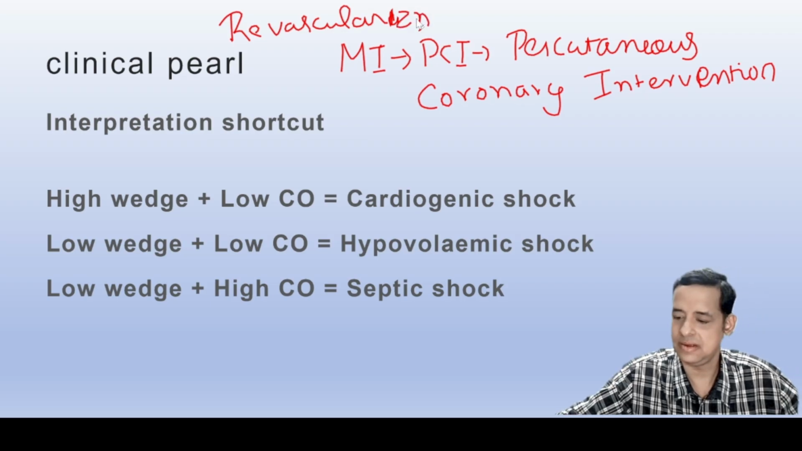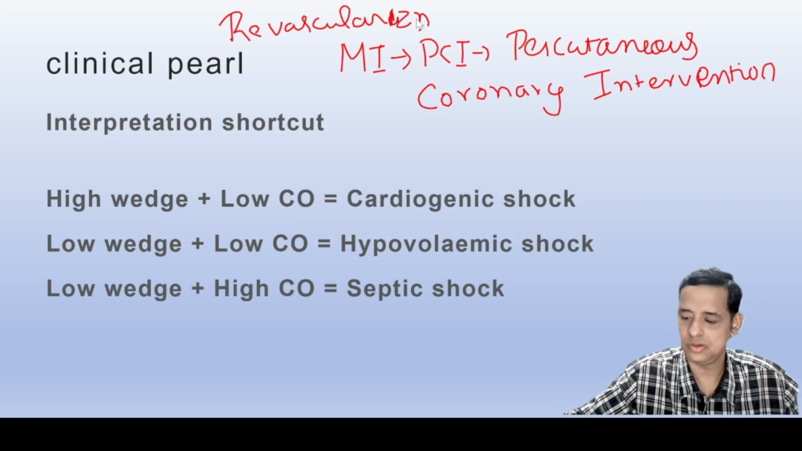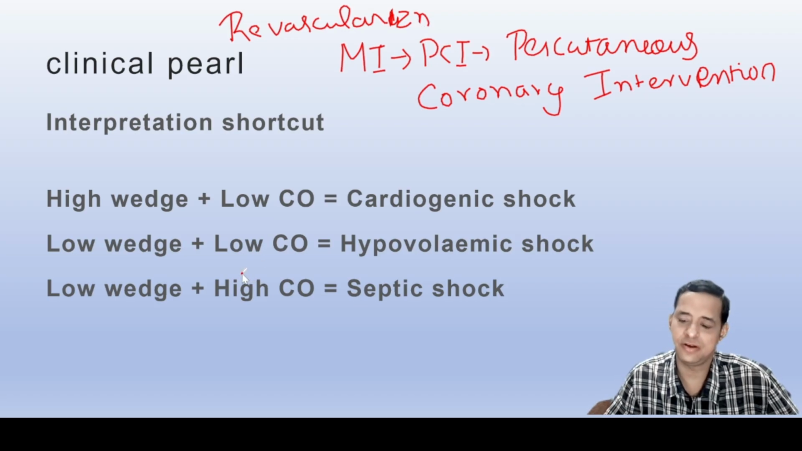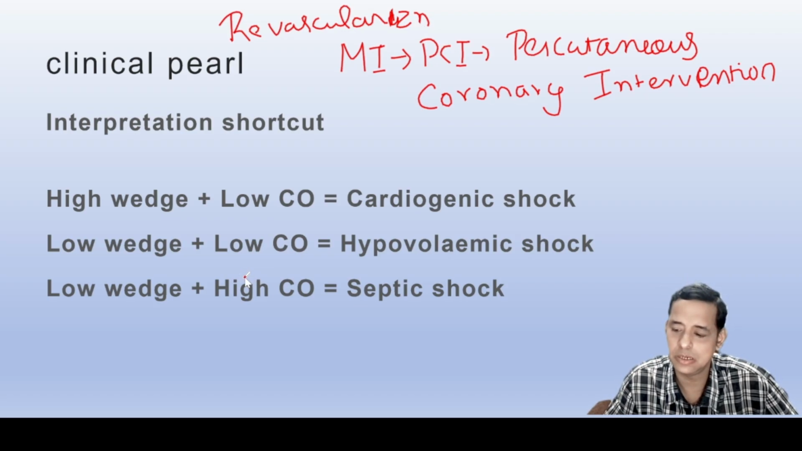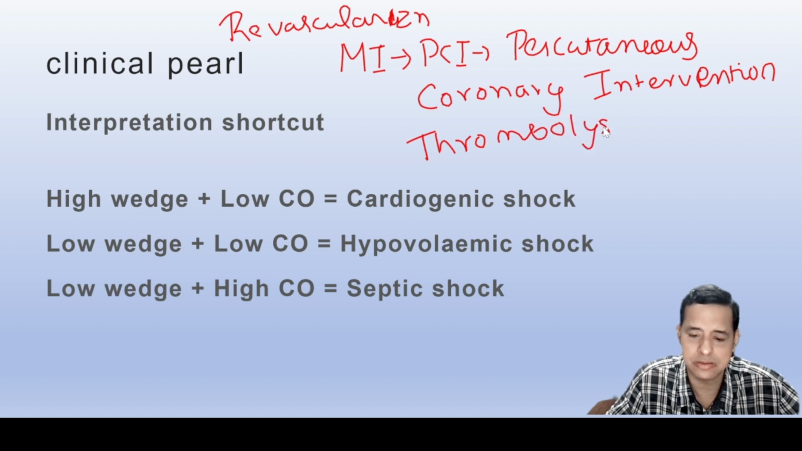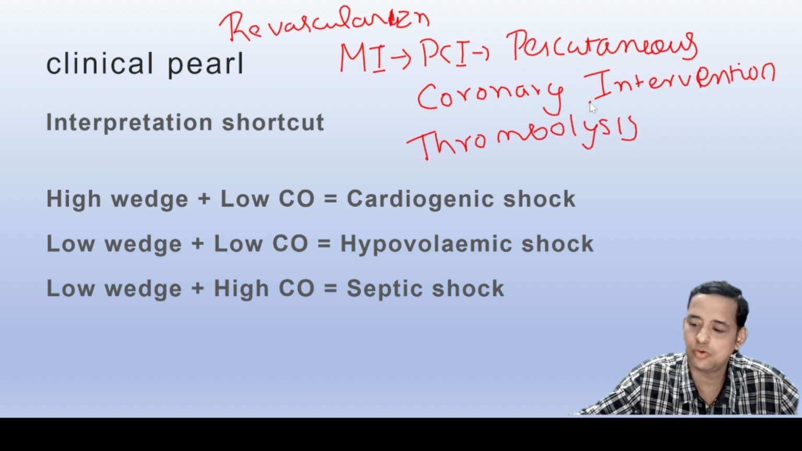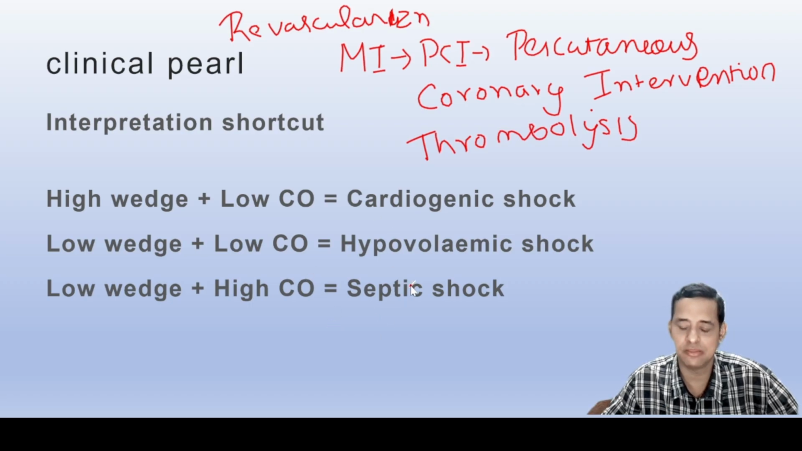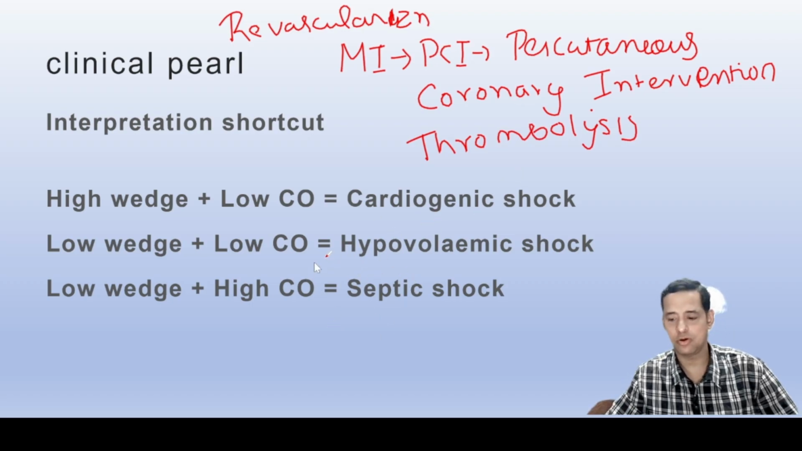Okay, and you need to remember one thing: primary PCI is the preferred strategy whenever available, while thrombolysis may be considered if PCI cannot be performed promptly. So the alternative to PCI may be thrombolysis. Restoring coronary blood flow improves myocardial function and survival.